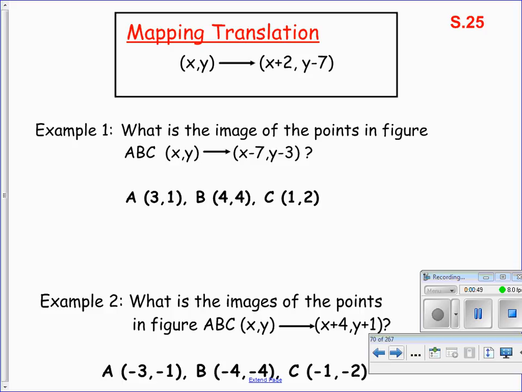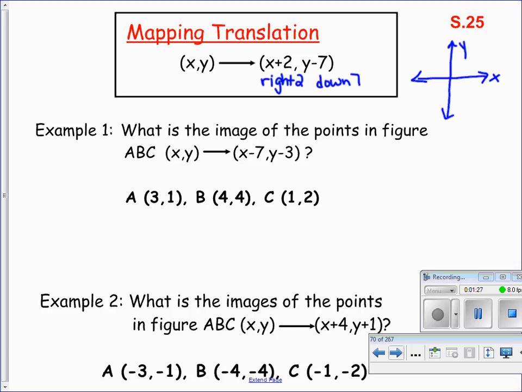This is a shortcut for really saying, if I'm going to go positive 2 for the x values, if I think about my x-axis, I am going to increase it by 2. That means, in essence, I am moving it to the right 2 units. My x-axis is the horizontal axis. And now if I take a look at the y-axis, y to the sky, I am going to take my y-coordinate and subtract 7. So this, in essence, would mean I am going down 7 units.